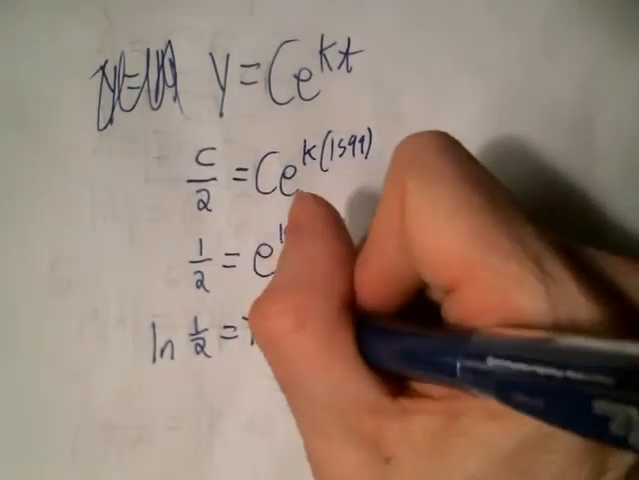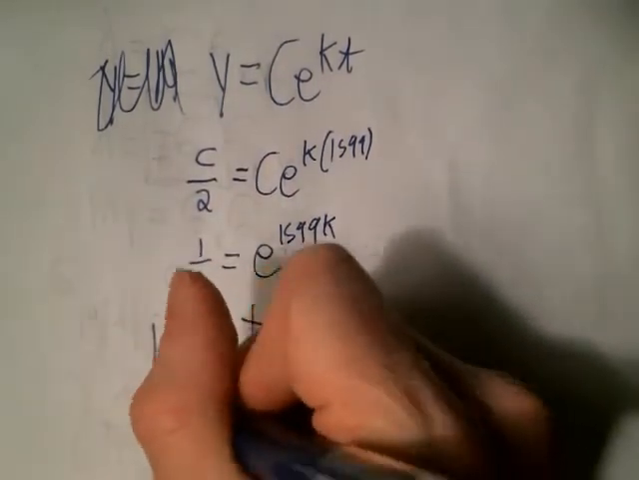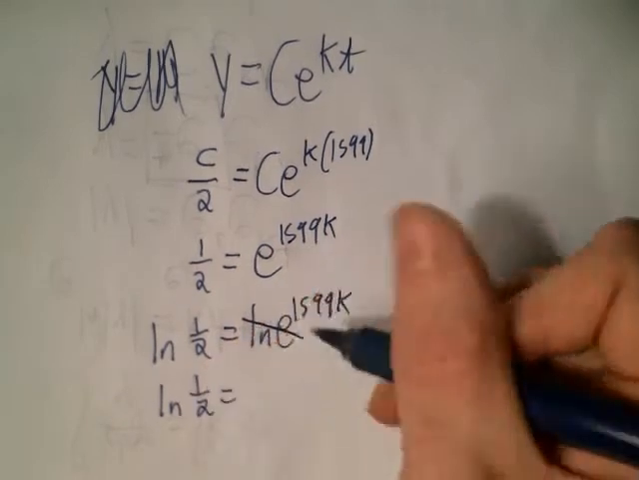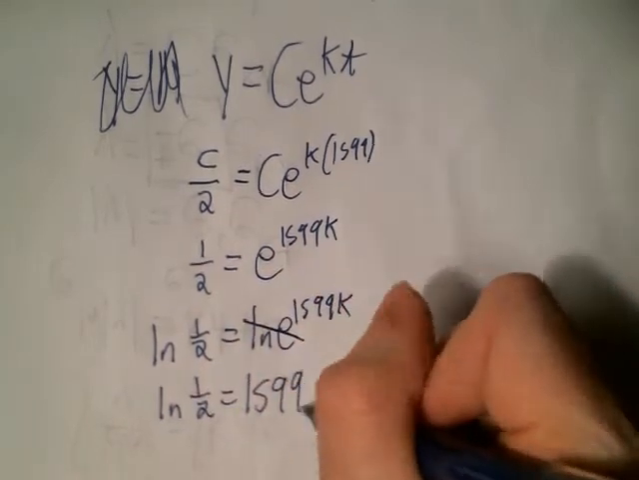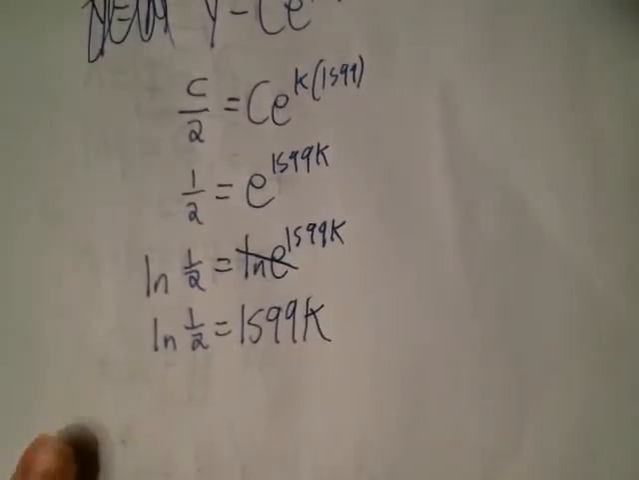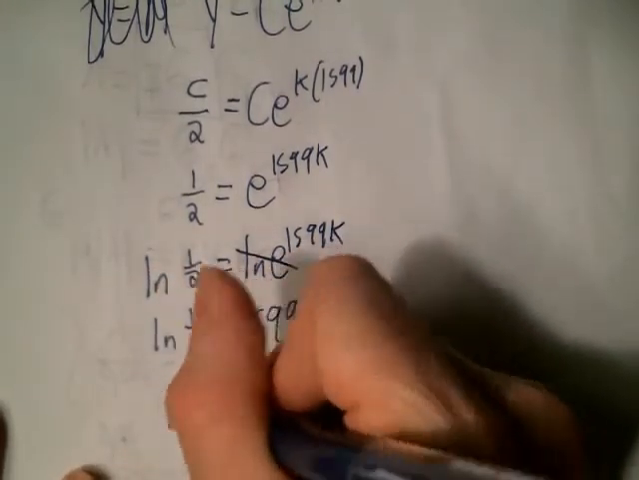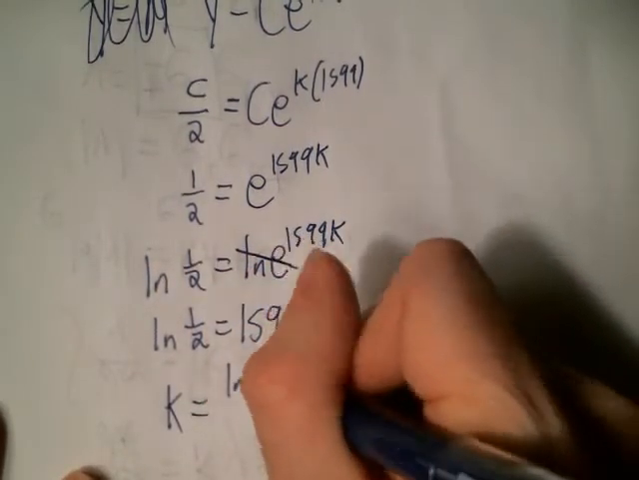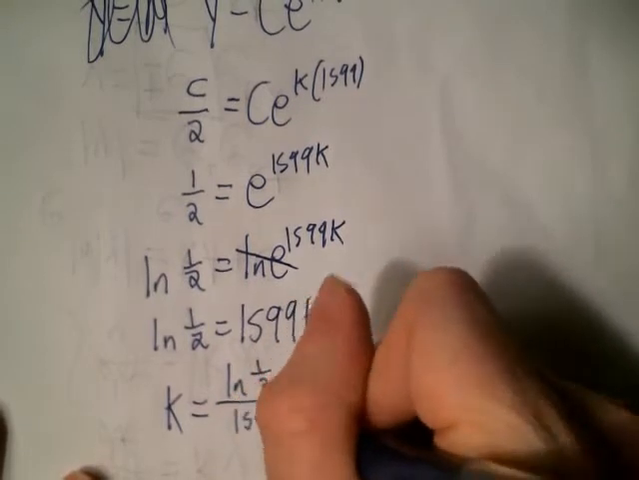The ln and e are inverses, so those cancel. You get ln of 1/2 equals 1599k. And then you could solve for the growth constant. k is ln of 1/2 divided by 1599.